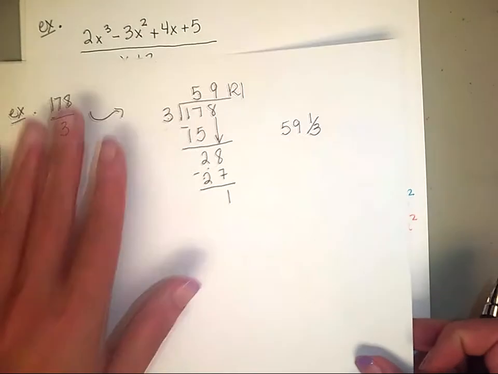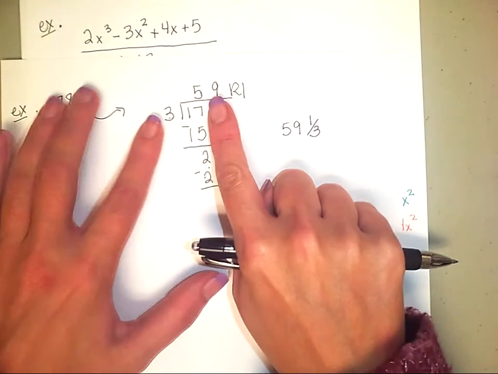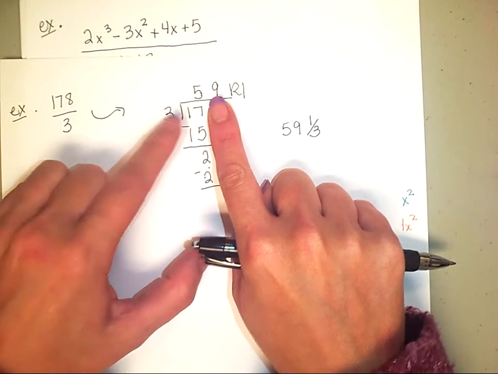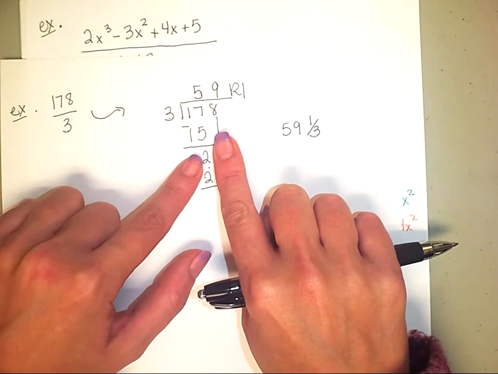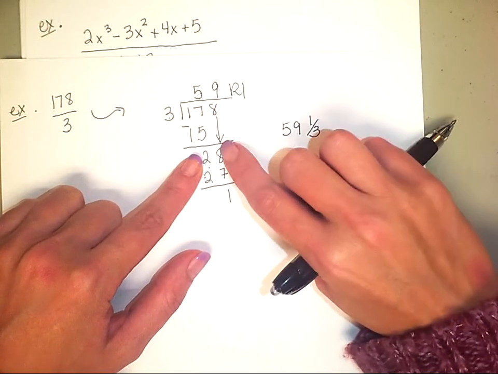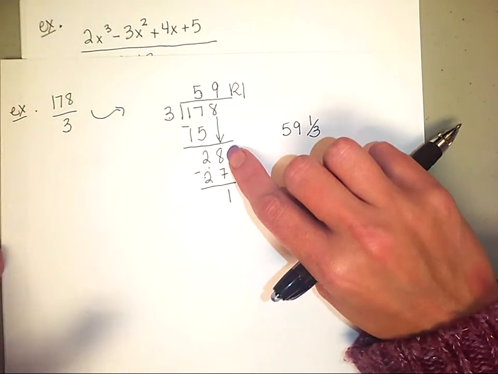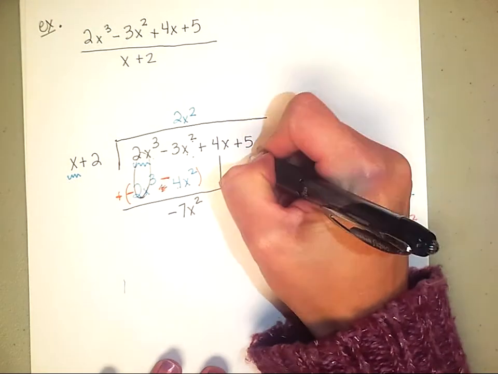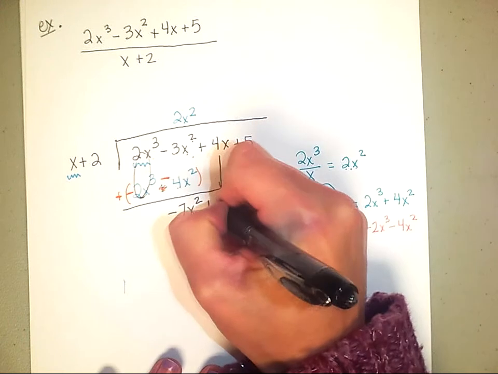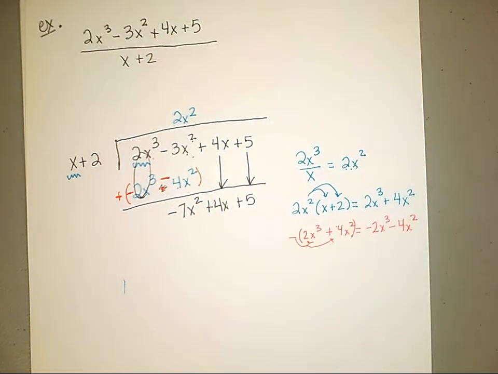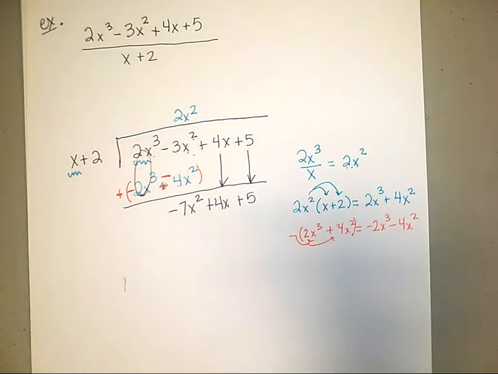So what we've done right now is 3 goes into 17 5 times, 5 times 3 is 15, and then we subtract it to get 2. Now the next thing we do is bring down that 28, or the 8 to become 28, before we start the whole process over. So let's go again. Okay, bringing these down, plus 4x plus 5. Okay, now we'll start again.